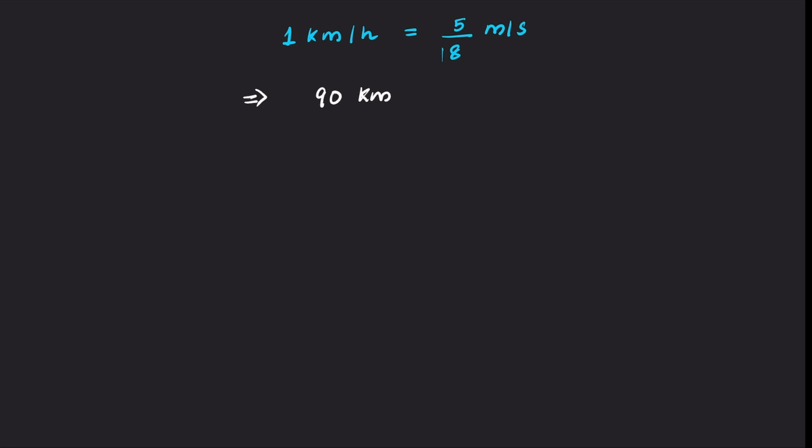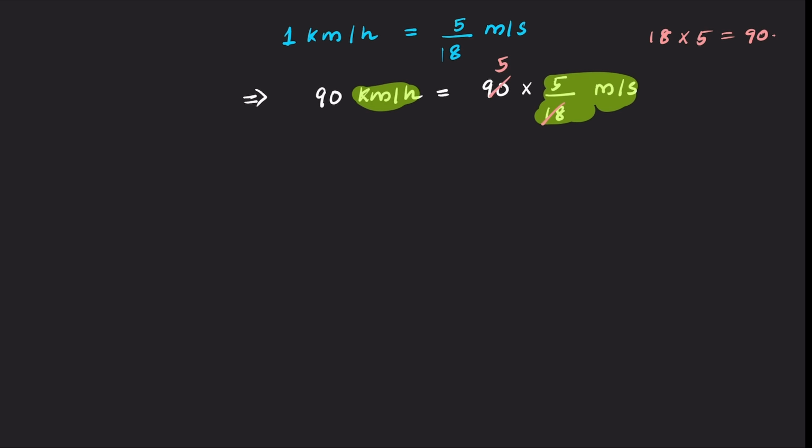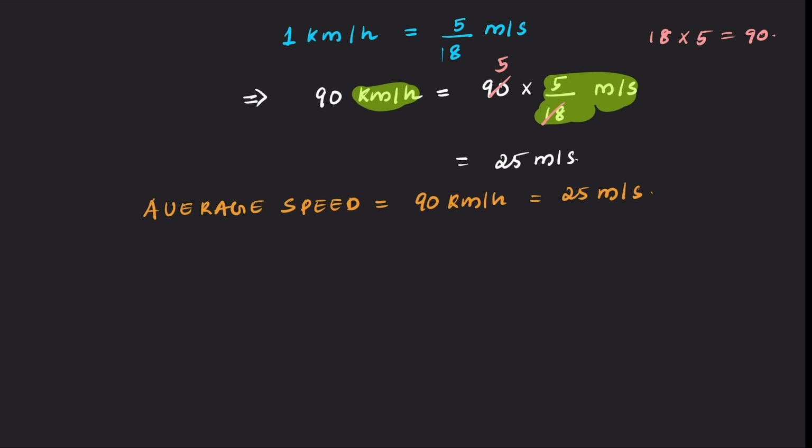That implies 90 kilometer per hour is 90 times 5 by 18 meter per second. 18 goes 5 times in 90, and we have 5 times 5 equal to 25 meter per second. Therefore, the average speed of the car is 90 km per hour, which is the same as 25 meter per second. And remember, this was a non-uniform motion.